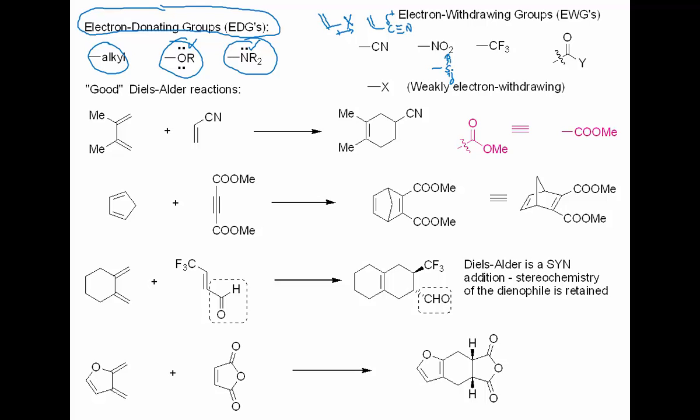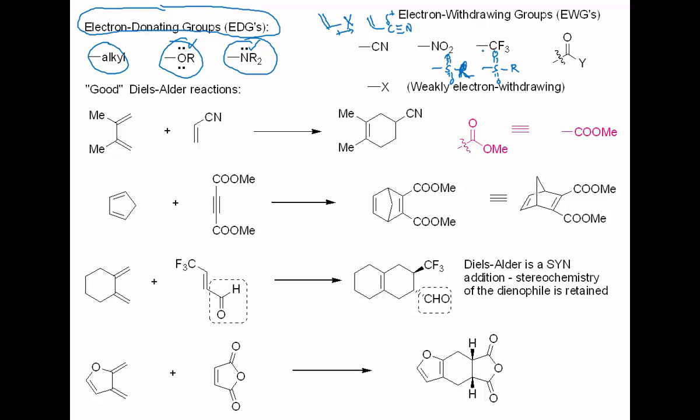the sulfonate group, like a tosylate. This group is also considered to be electron withdrawing. Again, we're going to revisit the concept of electron withdrawing groups in Chapter 12. But if we have these groups on our alkene, it becomes electron poor. So these will activate the dienophile part. So let's look at some examples of good Diels-Alder reactions.